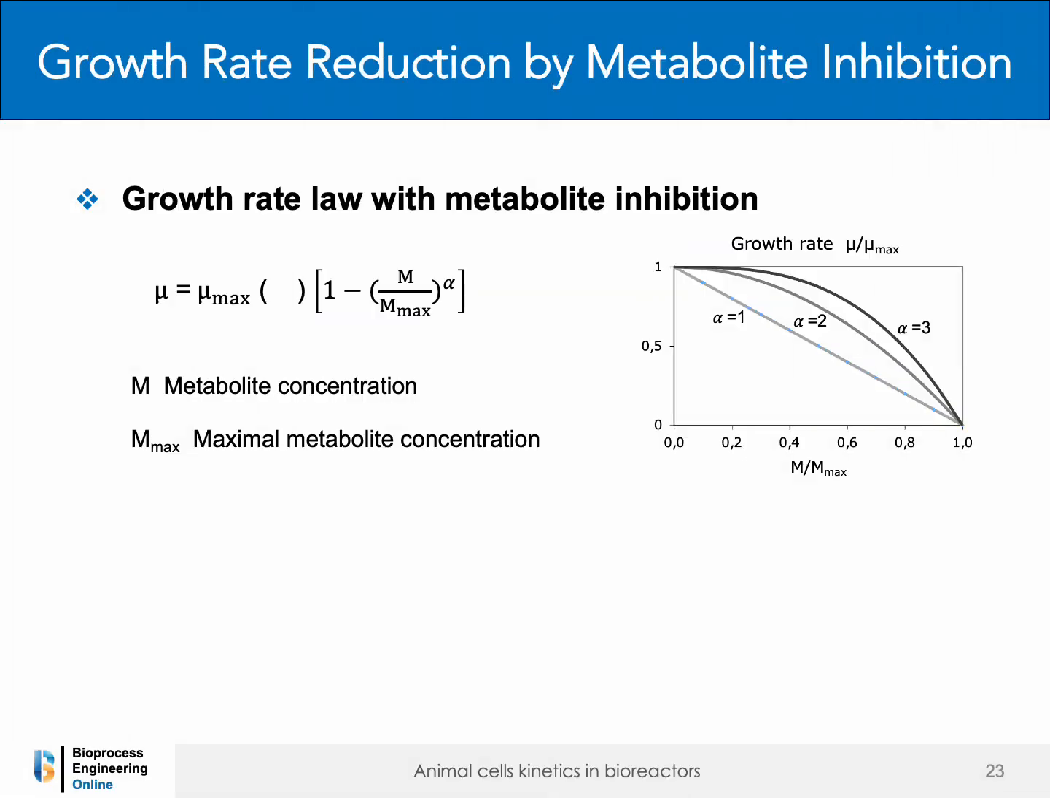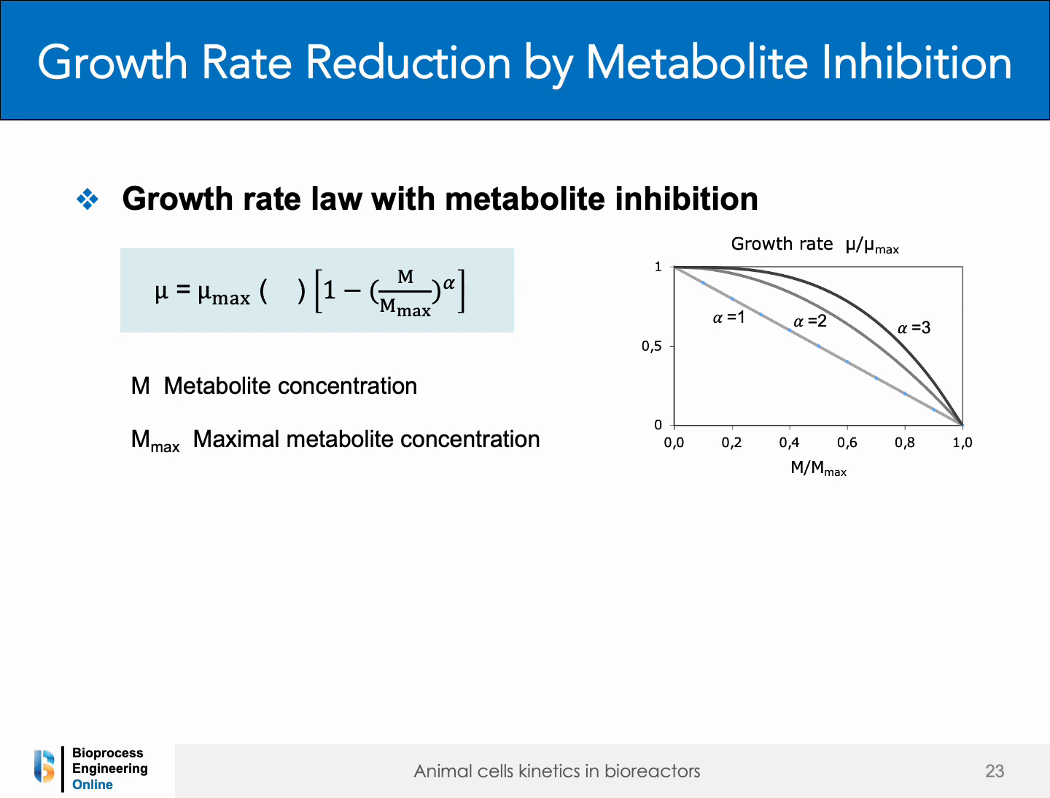Growth can also slow down because of the accumulation of metabolites released by the cells. The two most important inhibitory metabolites are lactate and ammonia. A commonly used inhibition model expresses the specific growth rate as mu equals mu max, multiplied by 1 minus m divided by m max, raised to the power alpha. Here m is the metabolite concentration, m max is the concentration at which growth completely stops, and alpha is an empirical exponent, usually greater than or equal to 1.